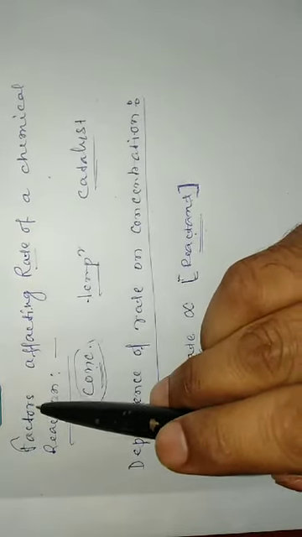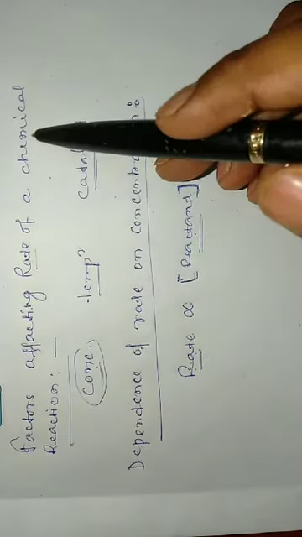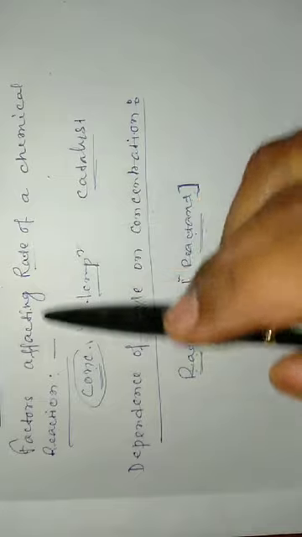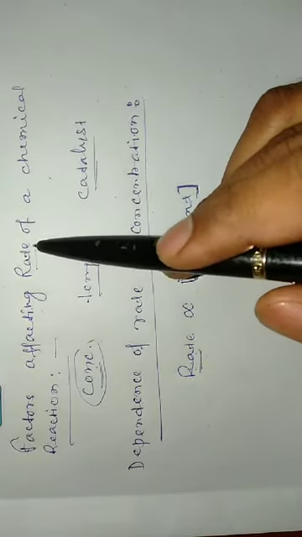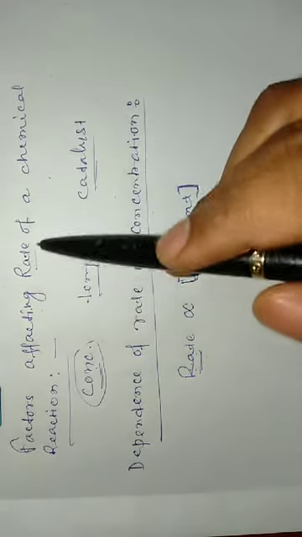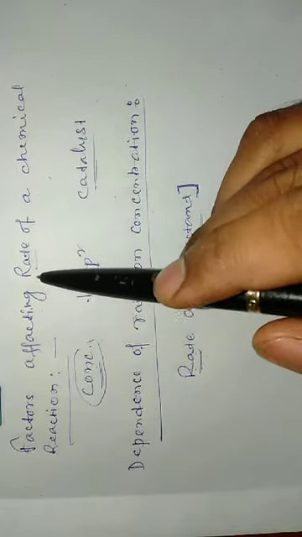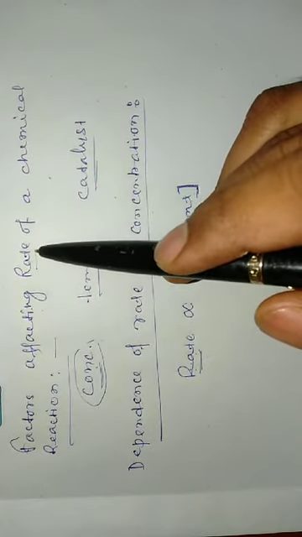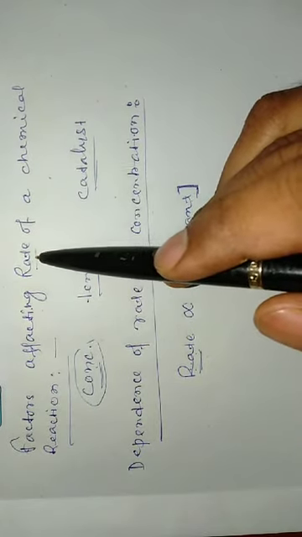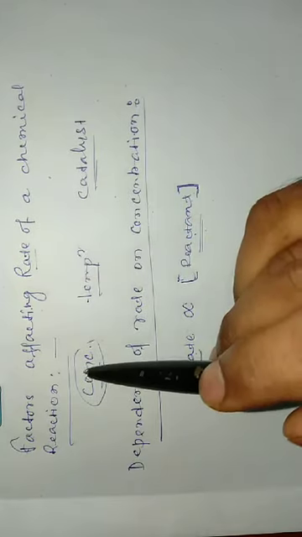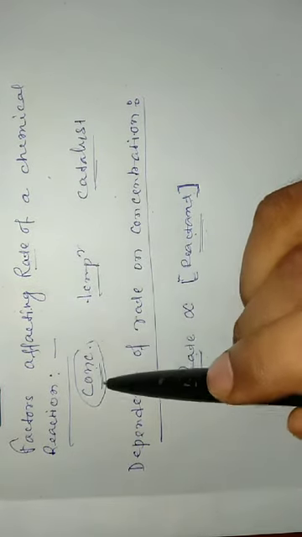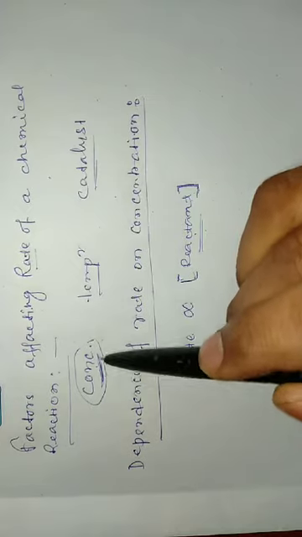Today's topic is factors affecting the rate of a chemical reaction. So today we are going to discuss the factors that affect the rate of a chemical reaction. Rate of a chemical reaction depends on what other factors? The different factors affecting the rate of a chemical reaction are concentration of the reactant.